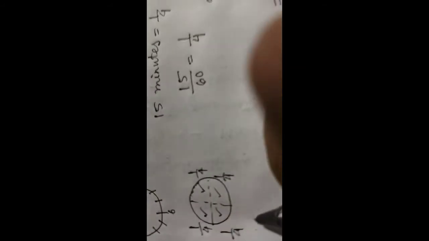10:30 is equal to 10 and half hours. 10:30 means 10 and half hours. 30 means half hour. 60 means 1 hour. 60 minutes is equal to 1 hour.